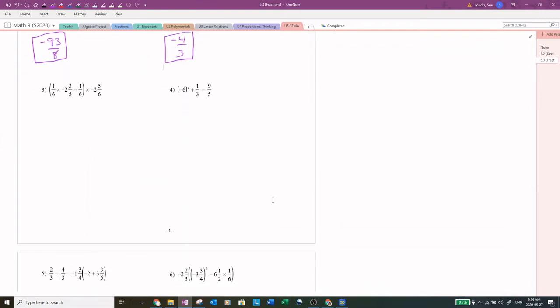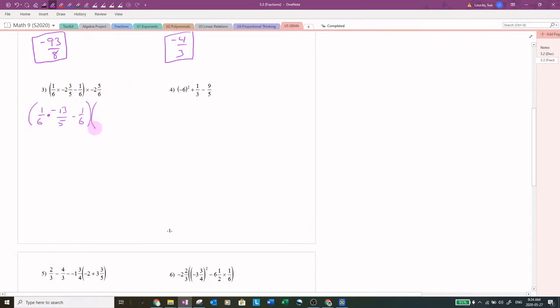Question 3. Looking inside the brackets. Now, you know what? I'm just going to rewrite everything with improper fractions first. That's just not worth juggling it. So that's 1 over 6 times negative 13 over 5 minus 1 over 6.